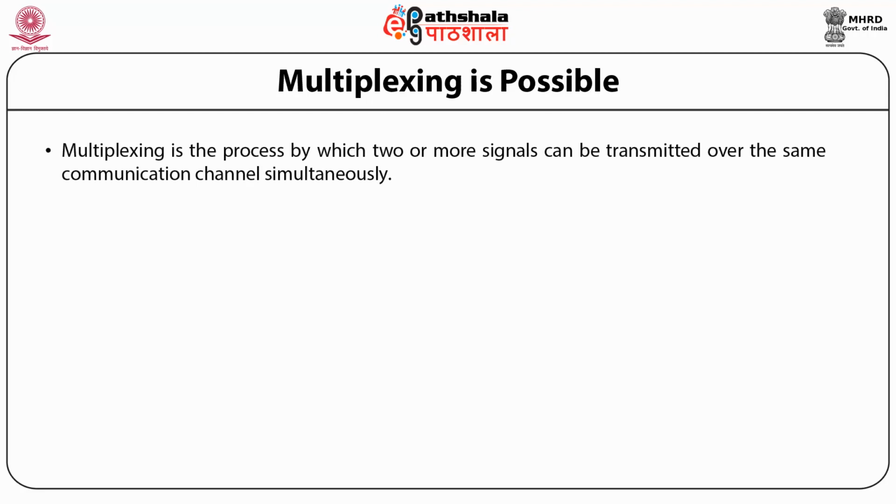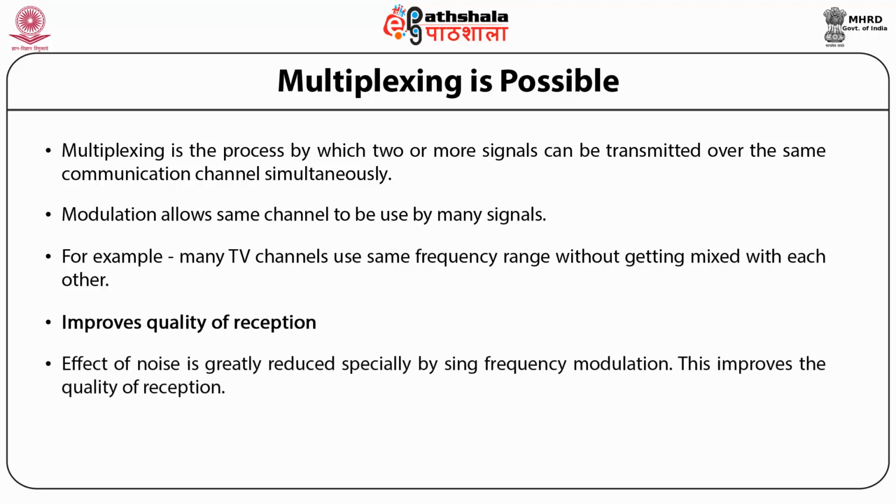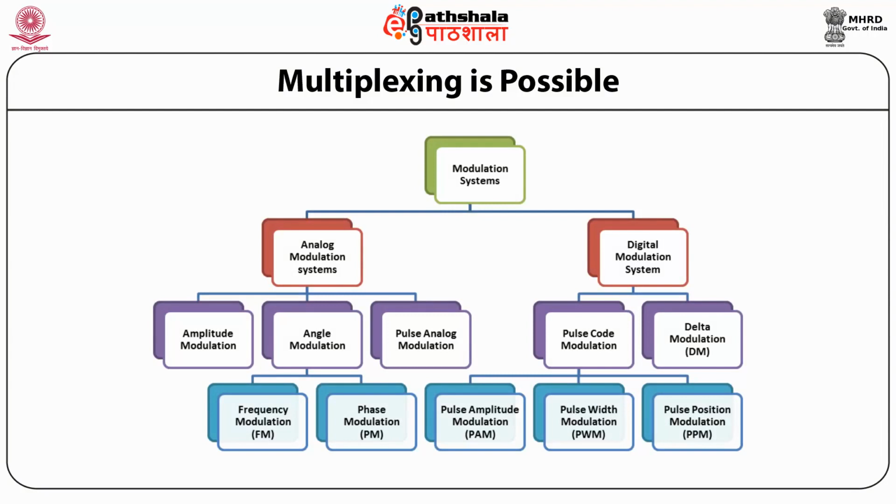Secondly, multiplexing is possible. Multiplexing is the process by which two or more signals can be transmitted over the same communication channel simultaneously. So modulation allows the same channel to be used by many signals. For example, many TV channels use the same frequency range without getting mixed with each other. The last need for modulation is that it improves the quality of reception. The effect of noise is greatly reduced, especially by using frequency modulation. This improves the quality of reception.